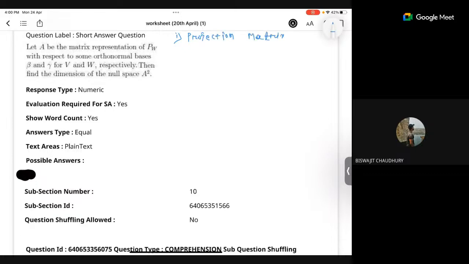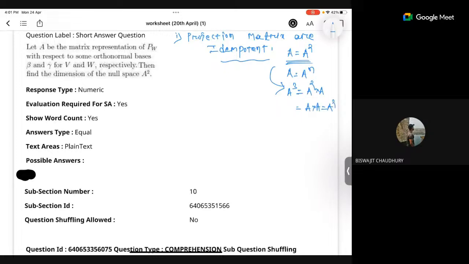The projection matrix is idempotent. What does this mean? If A is the matrix for projection, then idempotent means A is equal to A square. That means A is equal to A to the power N. If A is equal to A square, then what about A cube? A cube equals A square into A, and A square is A. So you can put A in place of A square, again and again, so A is equal to A to the power N.